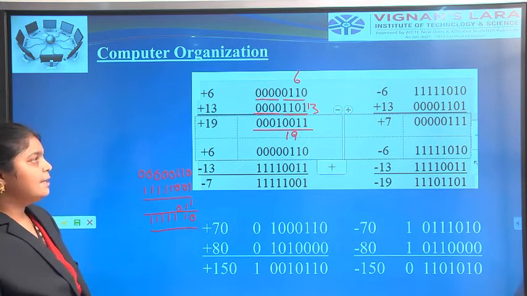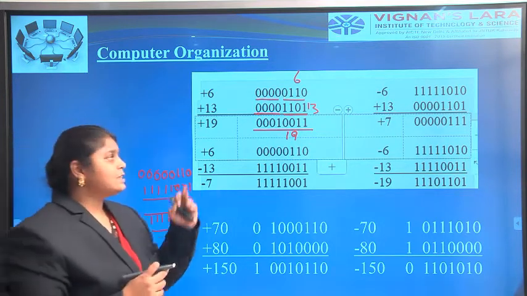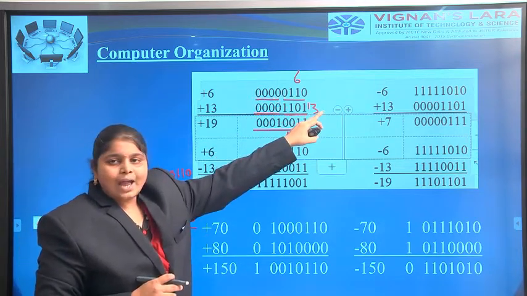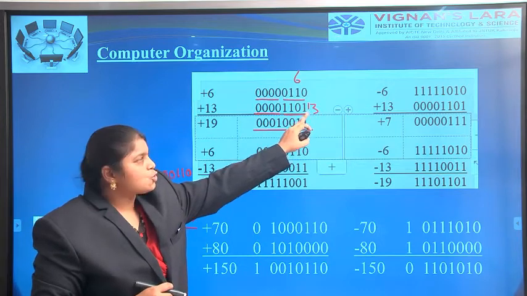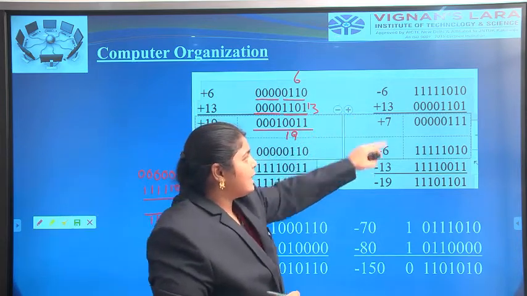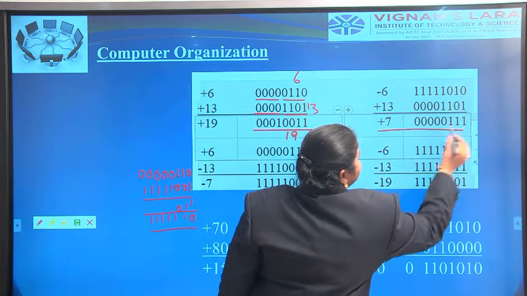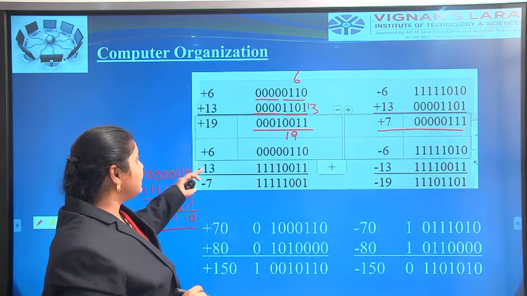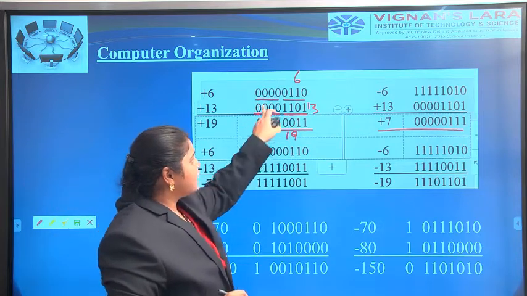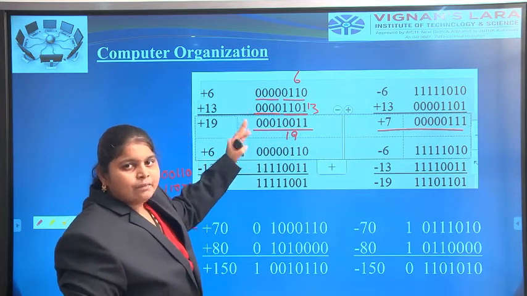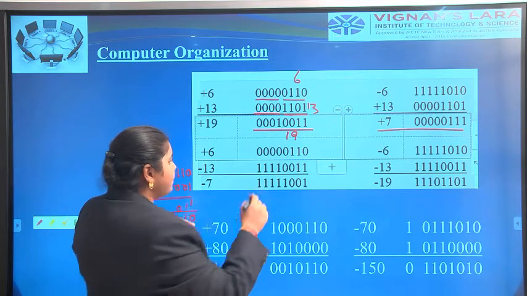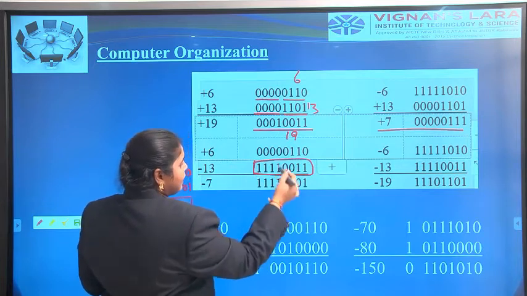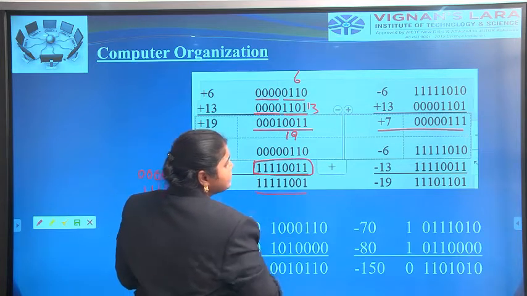Here there is a minus 6. Plus 6 means 0, 0, 0, 0, 0, 1, 1, 0. That's why we have to change minus 6 to the 2's complement. Then we add the plus 13. The resultant output will be 7. Next, plus 6 and minus 13. Minus 13 means this original 13 value is converted to the 2's complement. We place it and then calculate it. The resultant output will be 7.